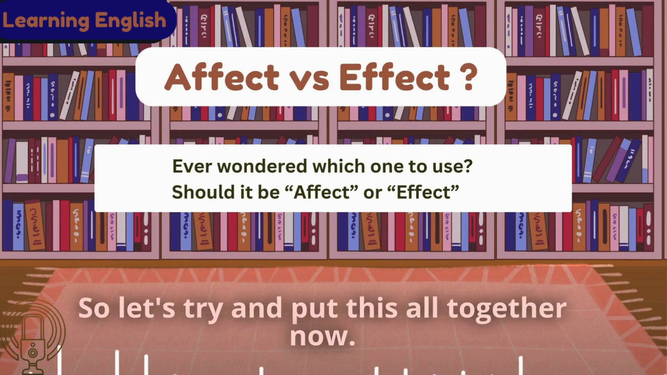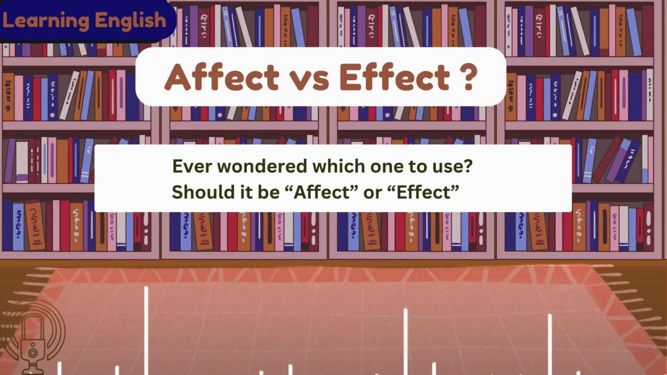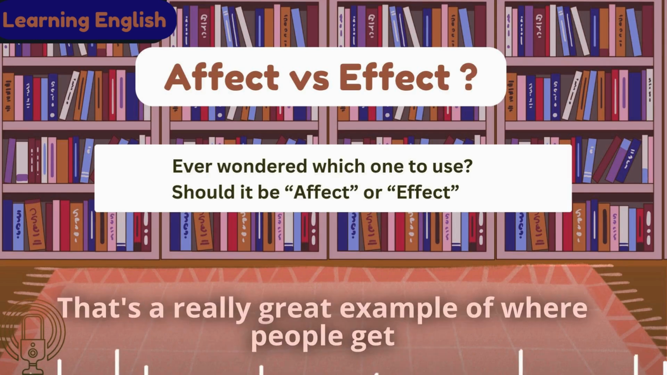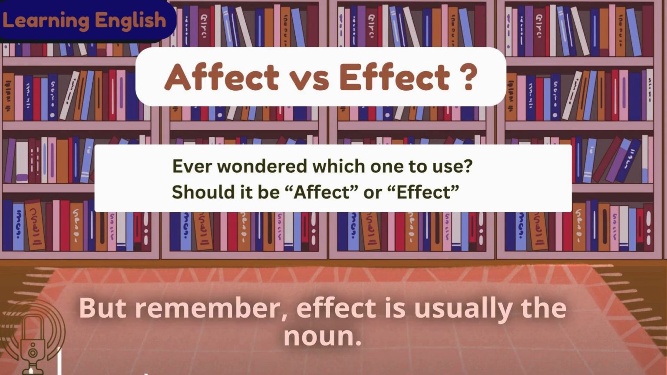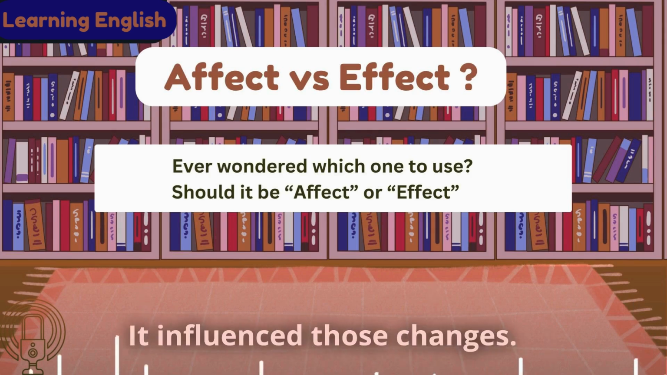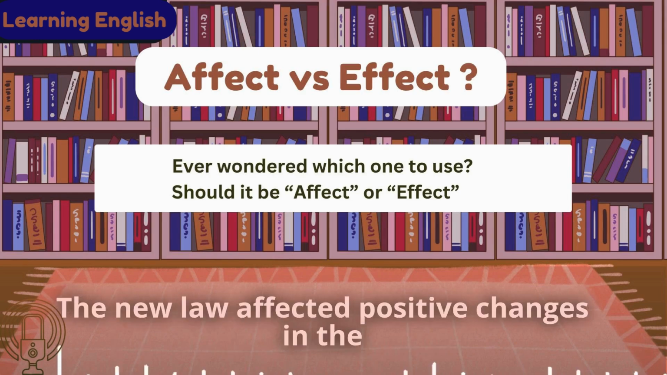So let's try and put this all together now, because I still feel like I could get tricked by a really tricky sentence. So let's say the new law affected positive changes in the community. Is that right? That's a really great example of where people get mixed up. It sounds right. But remember, effect is usually the noun. It's the outcome. So the law didn't affect the changes. It caused the changes. It influenced those changes. So the correct way to say that sentence would be the new law effected positive changes in the community. Exactly. Yes.